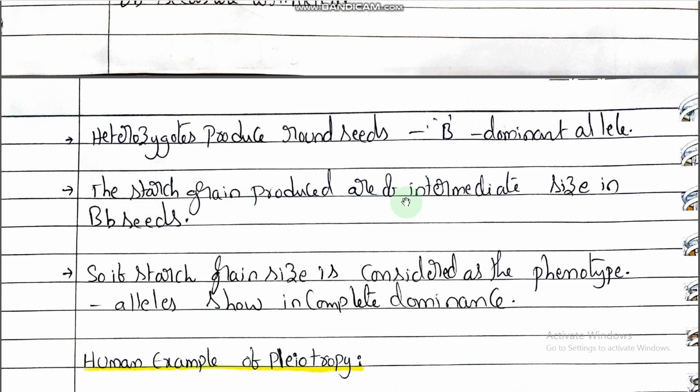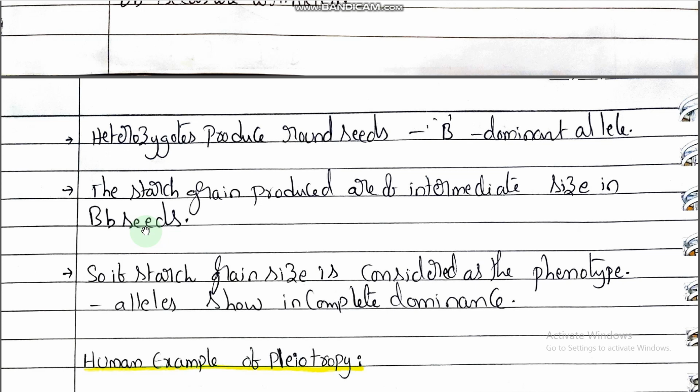The starch grains produced are of intermediate size in capital B small b seeds. Here you can remember one more important point. The shape of the seed is round only because capital B is presented. So what about the starch production? Because capital B is presented, dominant, starch production should also be effective. But here the starch grains produced are of intermediate size in capital B small b seeds. You got it or not? Whenever capital B small b is presented, capital B is there, so the shape of the seed is round only.